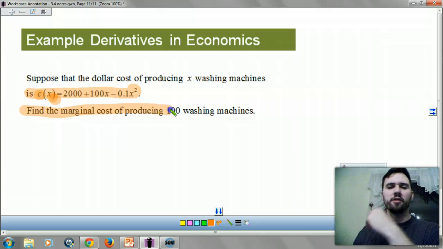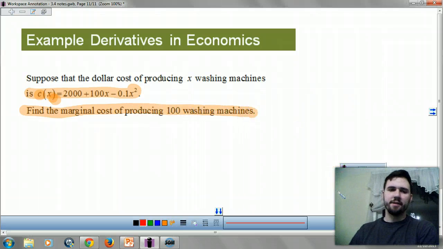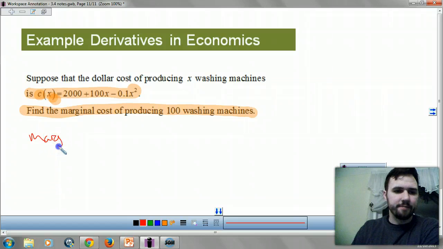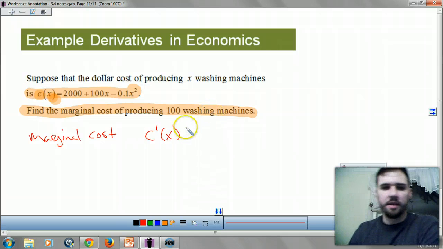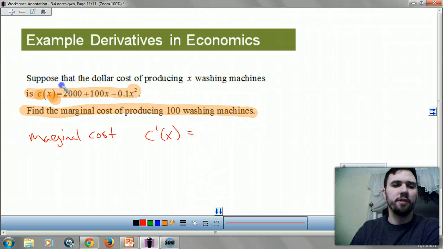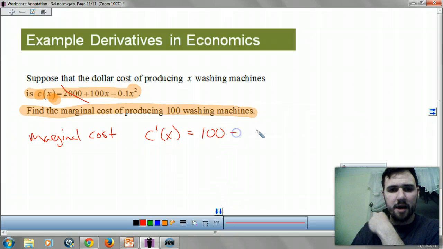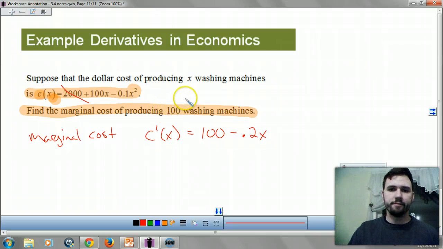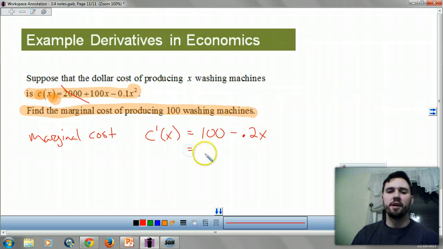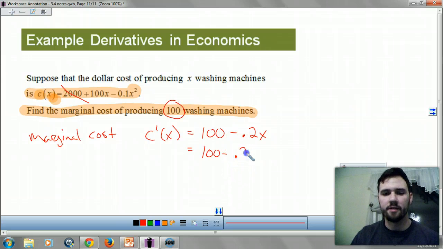Okay, this is our cost. So we want to find the marginal cost of producing 100 washing machines. Well, our marginal cost is going to be C prime of x, which is going to be, the 2,000 goes away, 100 minus 0.2x, because 2 times 0.1 is 0.2. So now what we do is we plug in the 100 to find our marginal cost at 100 washing machines. And we plug that in, we get $80, we'll say, is our marginal cost.